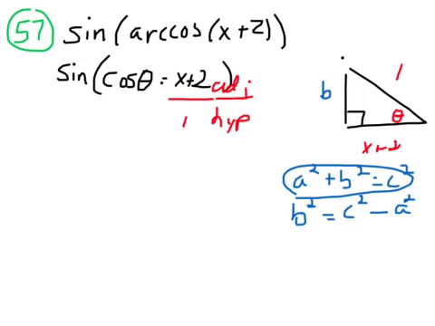Sometimes I like messing with the formula before I put the numbers in. You could put the numbers in and then solve for whatever you needed here. But the b squared would be the hypotenuse squared, 1 squared, minus a squared, which is x plus 2 squared. Okay. Well, we probably don't want to leave it that way. It probably will simplify a little bit.